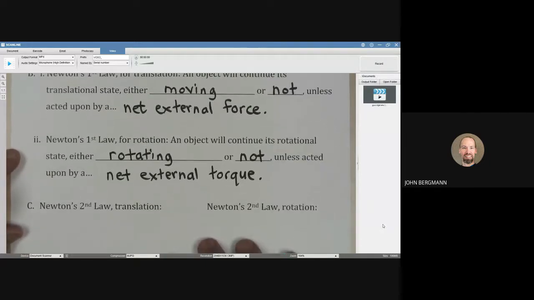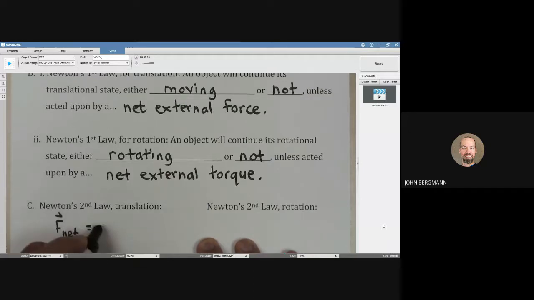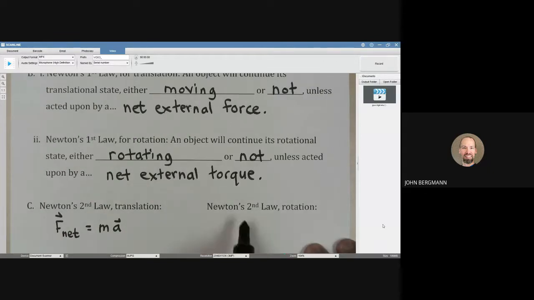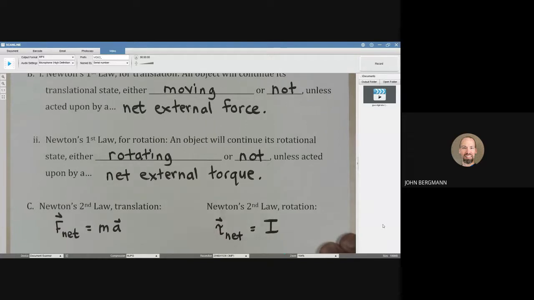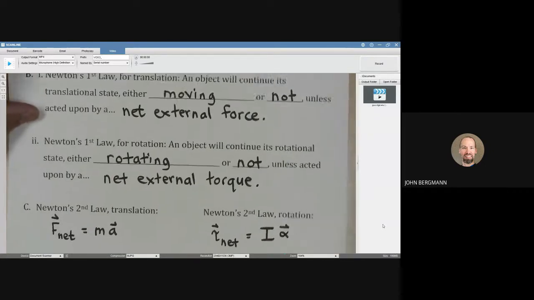Newton's second law for translation, there were several versions of it, but there was one. The net force is equal to the mass times the acceleration. Newton's second law for rotation: the net torque is equal to a quantity called the moment of inertia, which is the rotational analog for mass. We'll talk more about that later. And the rotational analog for acceleration is not a, but alpha. So those two are the same equation, one for translational motion, one for rotational motion.